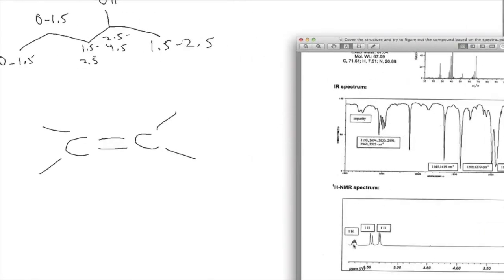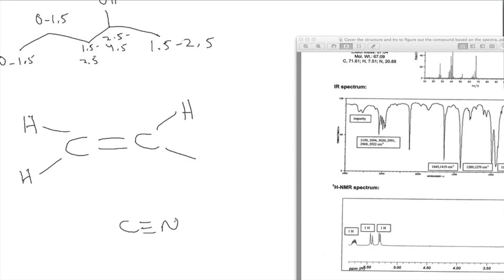From this spectrum, we know there's 1, 2, 3 alkene hydrogens. So we can go right ahead and say hydrogen, hydrogen, hydrogen. And we also know there's a nitrile. Can you repeat why it's obvious?